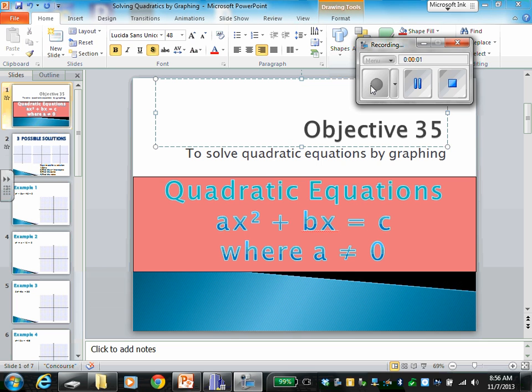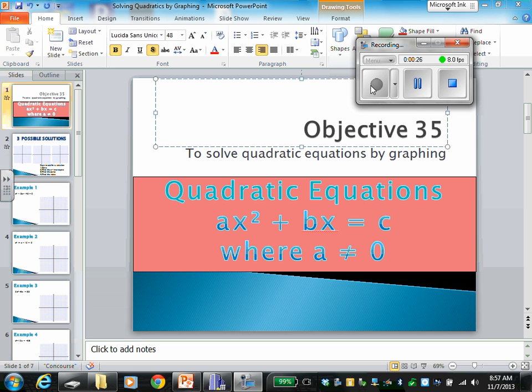This is objective 35. We are going to solve quadratics by graphing. Similar to systems, we are going to learn 3 ways to solve quadratics. So today we're going to talk about graphing and what the graphs look like. We're not going to hand graph today. We're going to do all of this in our calculator. And then tomorrow we're going to solve by factoring.